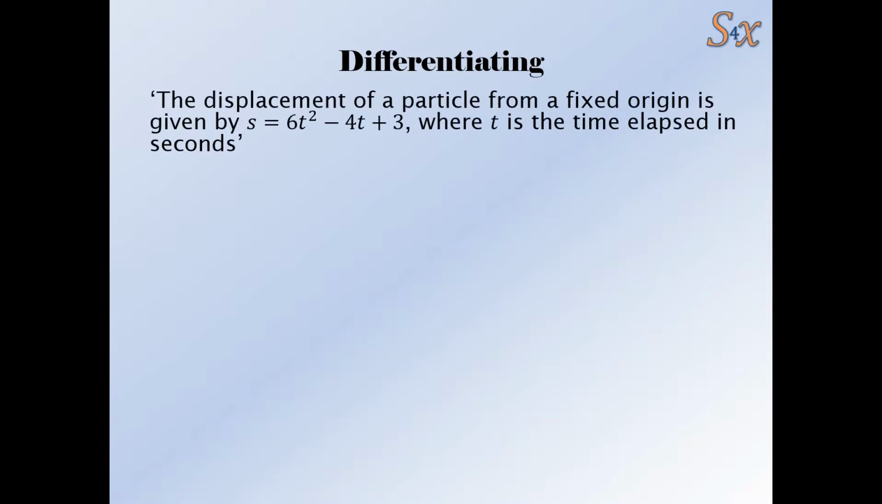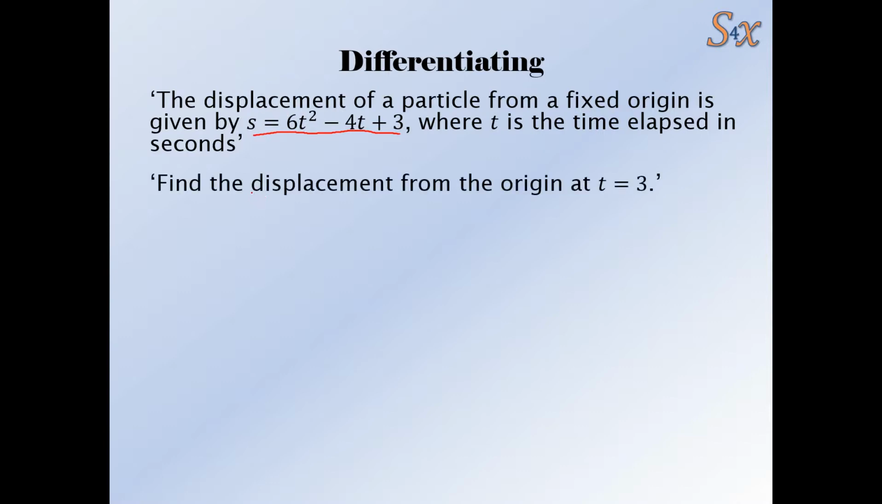So here's the first one. The displacement of a particle from a fixed origin is given by s equals 6t squared minus 4t plus 3, where t is the time elapsed in seconds. So here we've got an expression for the displacement. If I give you a time in seconds, you'll be able to work out the displacement from the origin at that time.